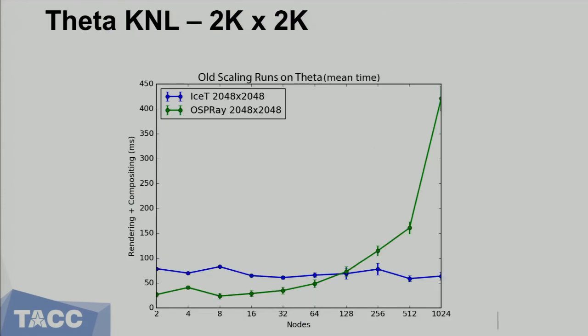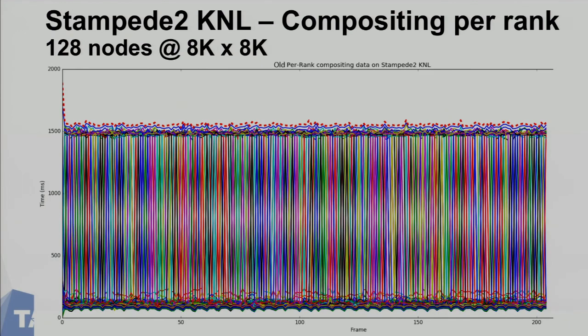Then we did run on Theta at Argonne, which had a larger normal queue run limit, and this confirms that absolutely we're getting a really bad spike here, and interestingly, ICE-T isn't. So it's something having to do with the implementation, really within Osprey. And so we did a rank-by-rank comparison or analysis of what's happening.